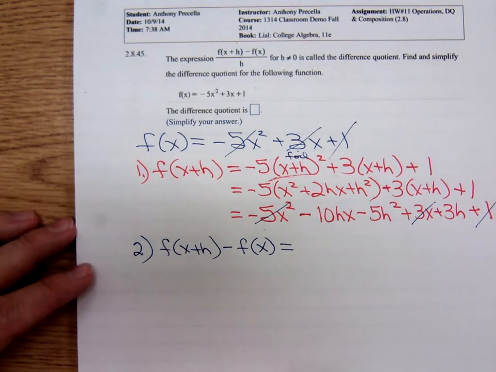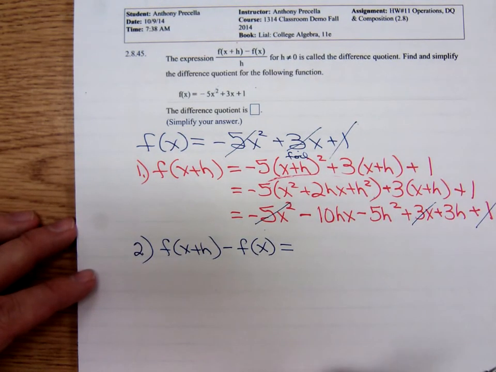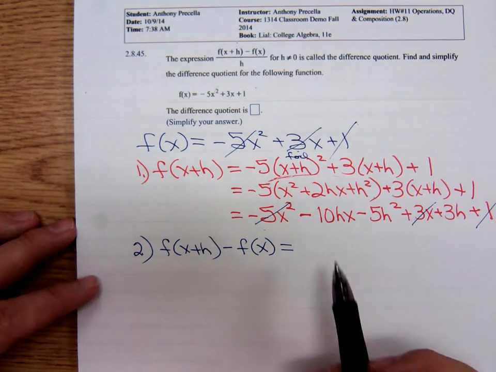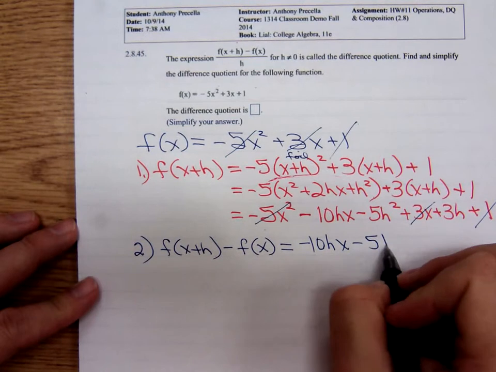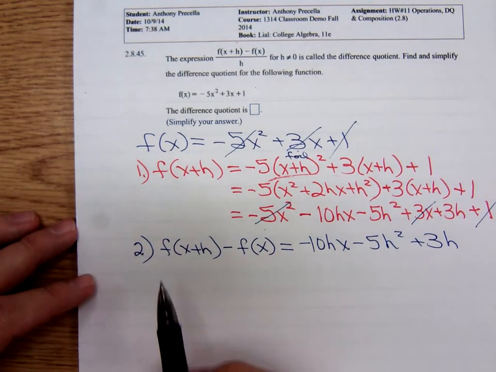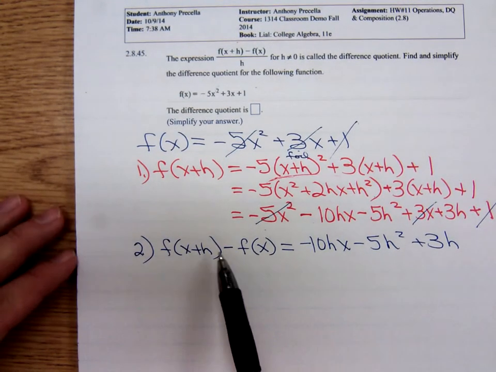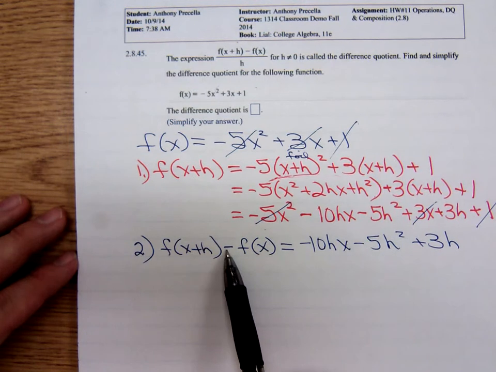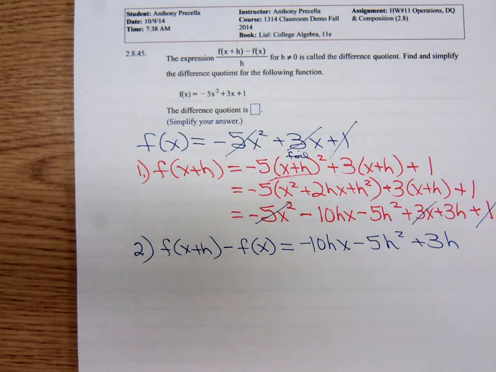I said that for polynomial functions, if you're finding a difference quotient, the only terms that will be left in this step are those containing the letter h. I agree. So we have a negative 10hx minus 5h squared plus a 3h. And this second step you can do without showing any work if you understand what they're asking for. Take what you just found and subtract off the original function's terms. Step number 3.